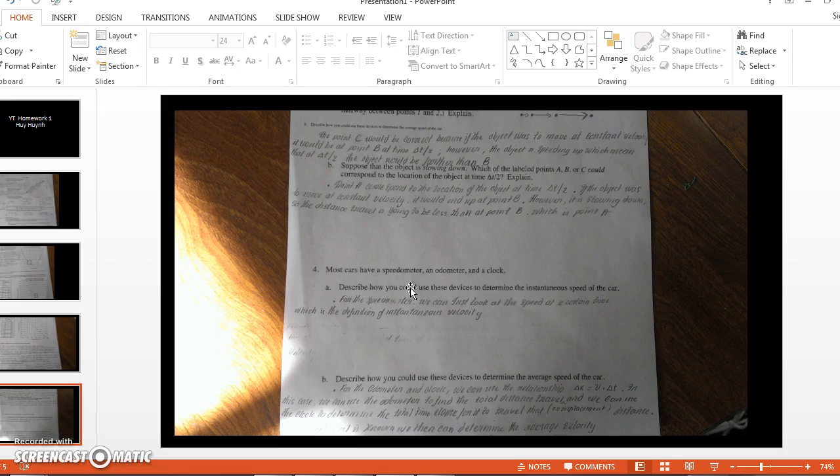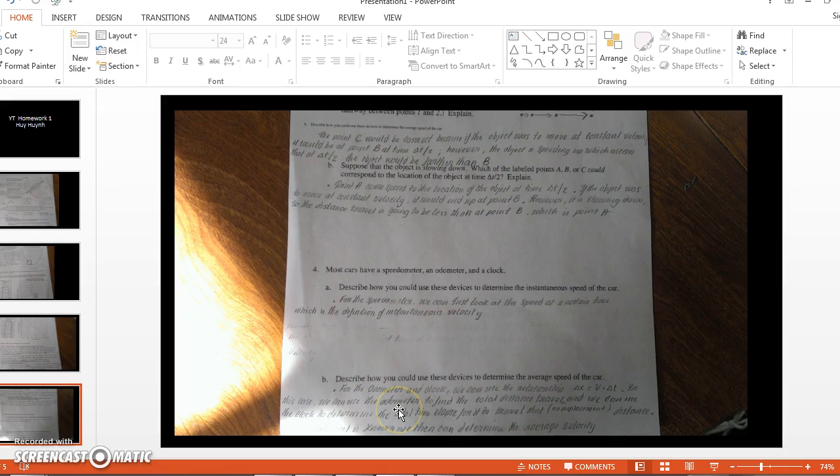Number 4. Most cars have a speedometer, odometer, and a clock. Part A describes how you could use the devices to determine the instantaneous speed. For instantaneous speed, you would use a speedometer. You can just look at the speed at a certain time, and that would tell you the speed at that time only. This is also the definition of instantaneous velocity, which means the velocity at that instant of time.